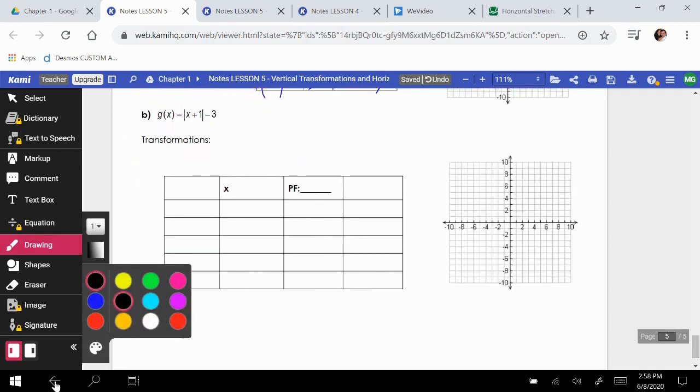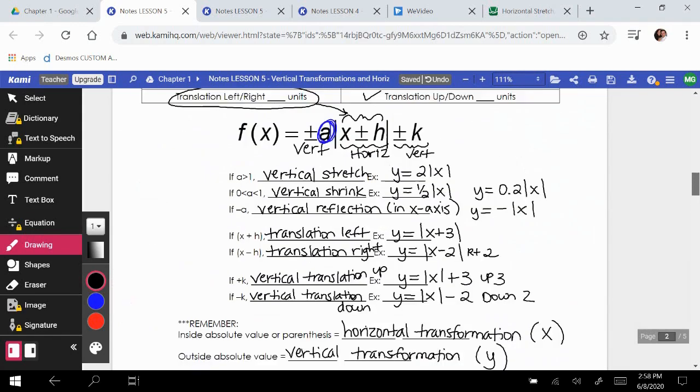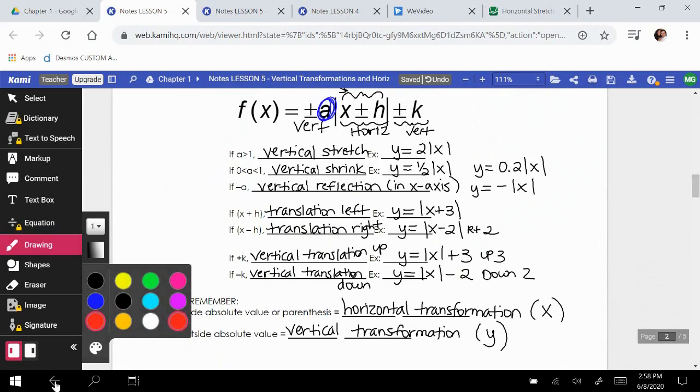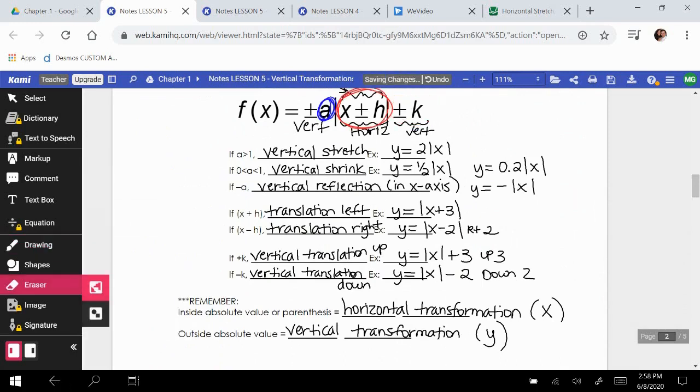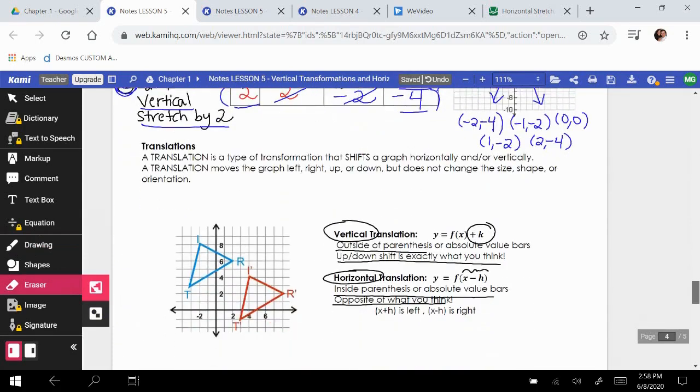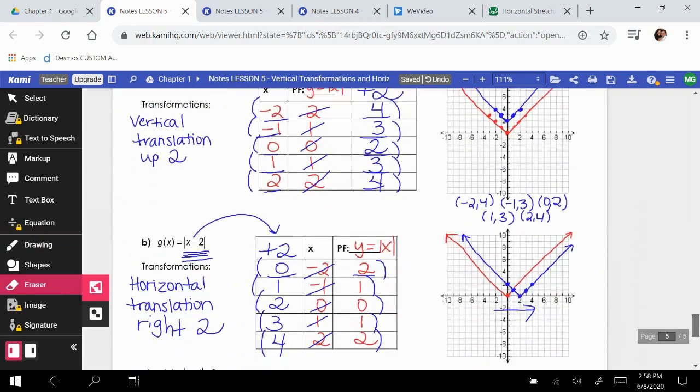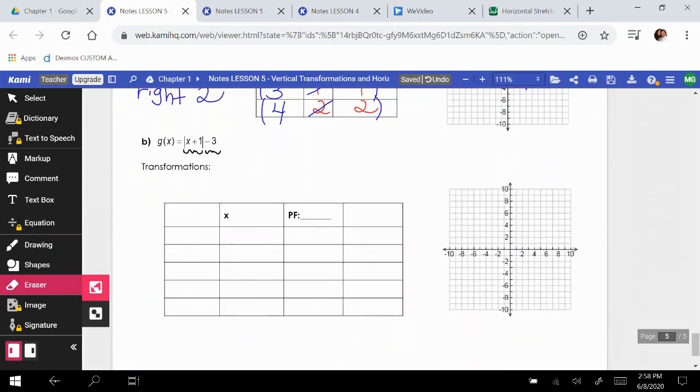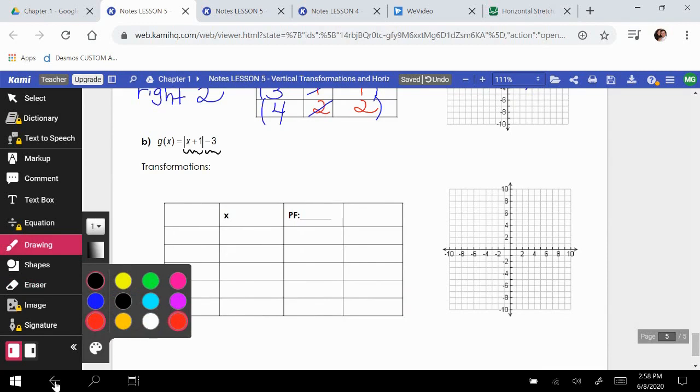All right, what about this last one down here? What transformations are we seeing? I have a part inside the absolute value, and then I have an out back part. So if I think back to this, what I'm using this time around is the part inside and the part out back. Okay, so what is going to happen to that graph? Remember, horizontal is inside and it's opposite of what you think.